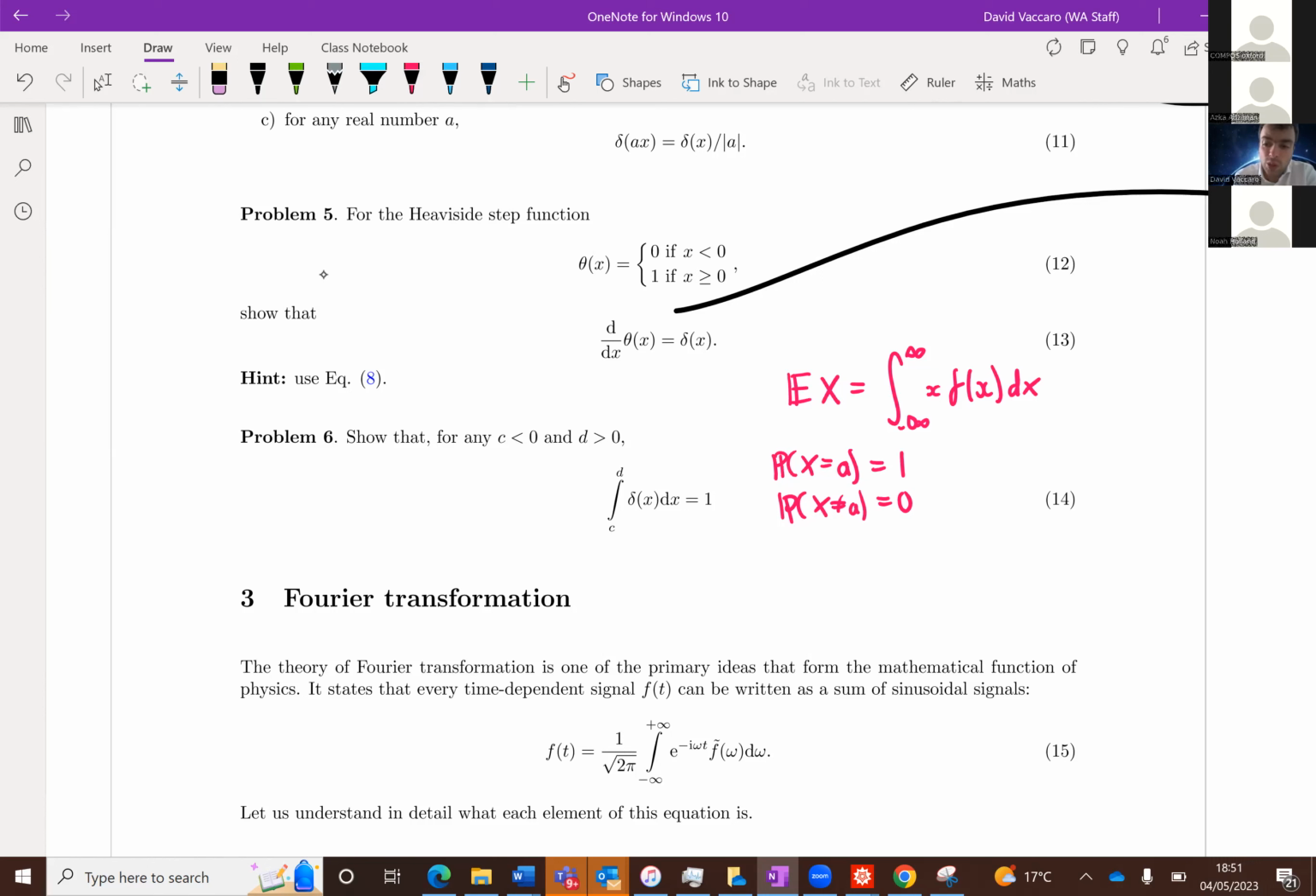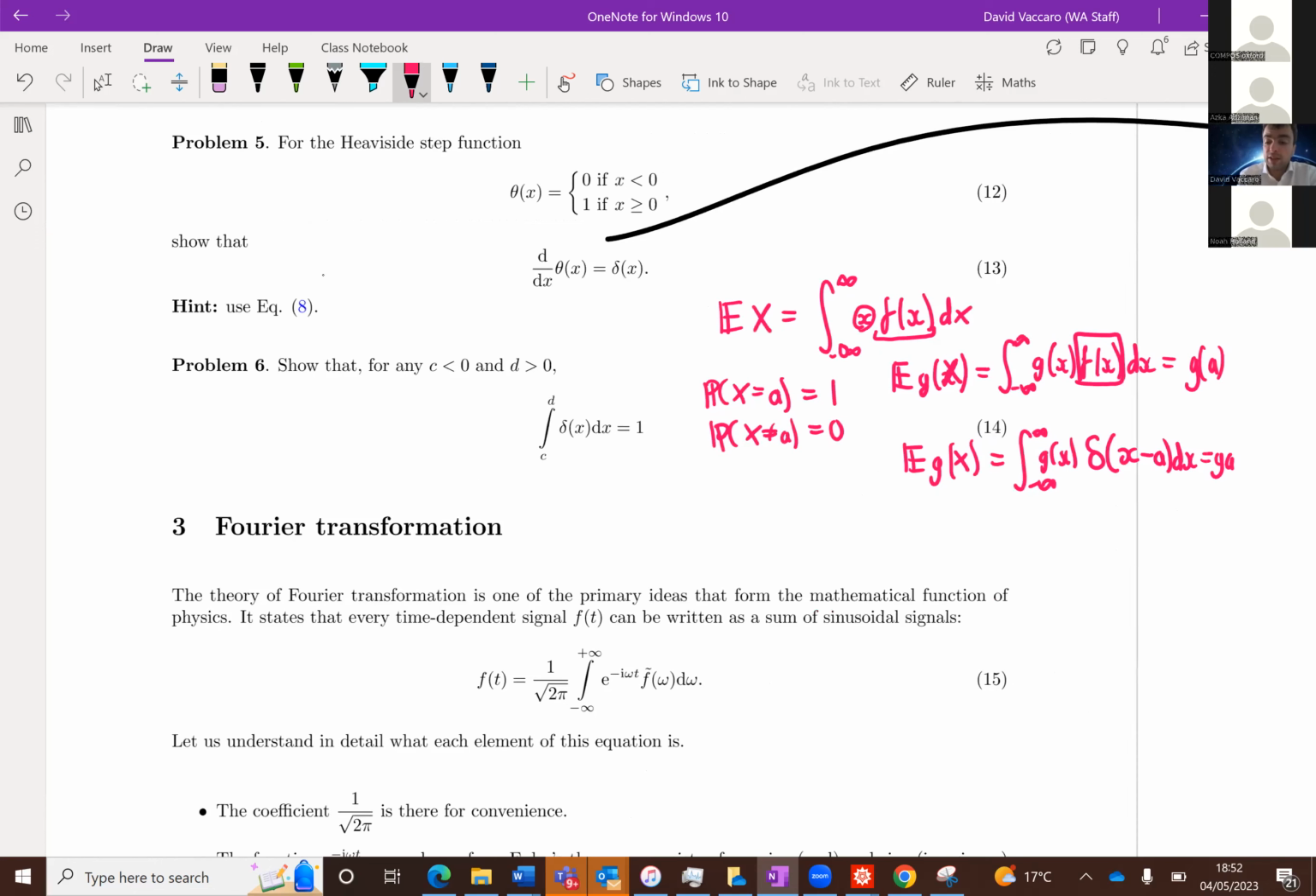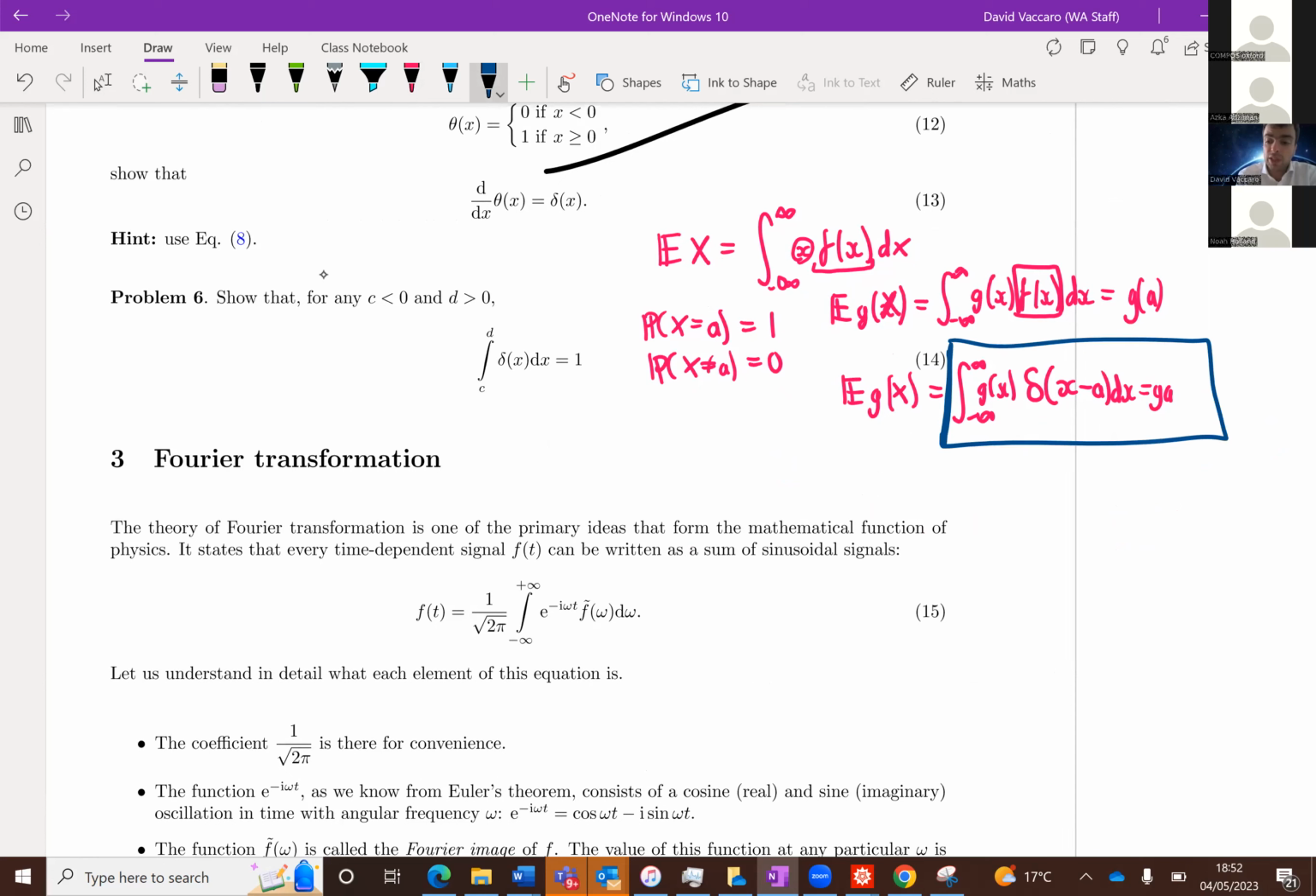So what does the density function do? The density function just picks out the value of whatever function you had before it. So the expectation of g(x) is just g(a). But the density function of this point mass is just a Dirac delta function with the spike at a. So it's just the integral of g(x) delta(x minus a) dx, and that's equal to g(a). So this is almost a definition of what the delta function does. When you integrate against the delta function, you just evaluate the other function at that point.